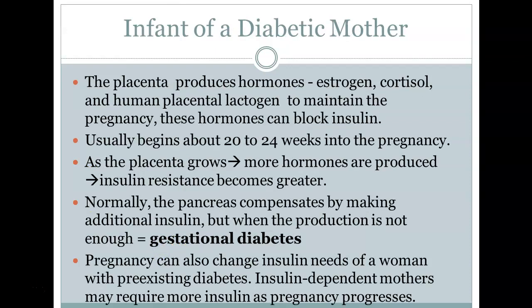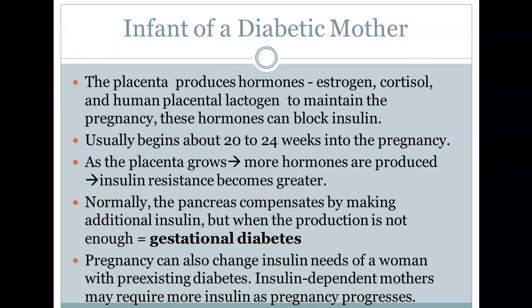The infant of the diabetic mother is at high risk. The placenta will produce hormones like estrogen and cortisol and human placental lactogen to maintain the pregnancy. These hormones that are produced to maintain the pregnancy also can block insulin. So usually it begins around the 20th to 24th week into the pregnancy. As the placenta grows, more of these hormones are produced and more insulin resistant it becomes.